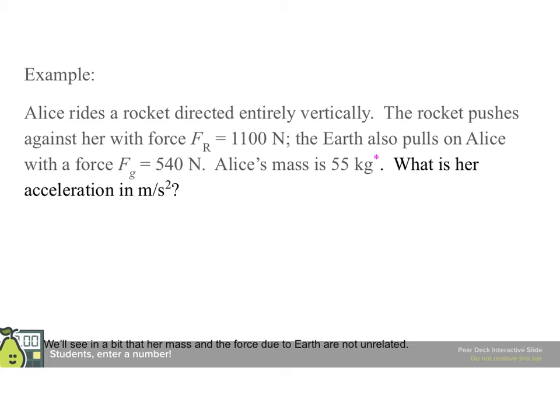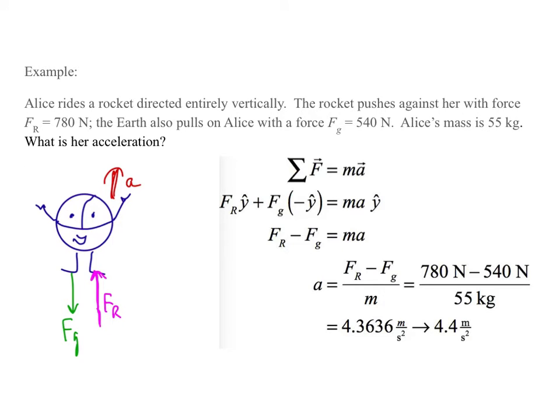By the way, then we do the same problem, except now we're going to ask what is her acceleration, and we can just jump to see how that works out. Here we have the problem, we have her diagram, and then we have how to solve it. Well, we set up that F net equals ma, but we can see that the F net is Fr in the y hat plus Fg in the minus y hat, and then ma in the y hat.